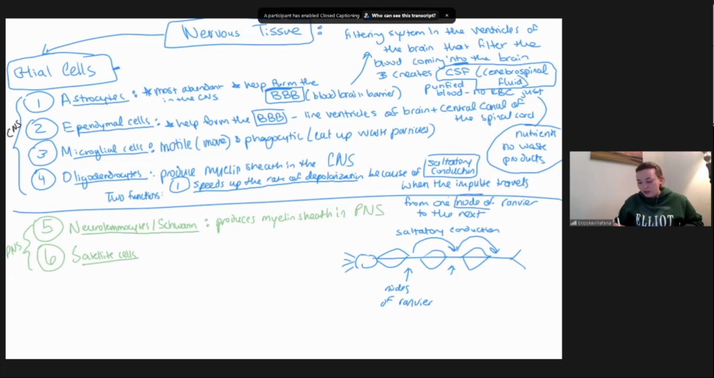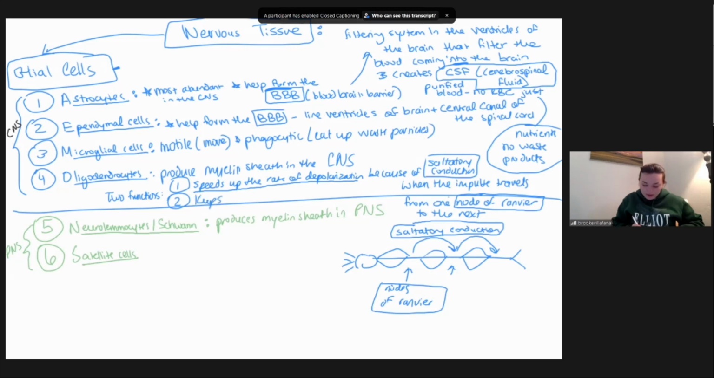Saltatory conduction is when the impulse travels from one node of Ranvier to the next node of Ranvier. That makes sense? I know it's a little bit of physiology, but you guys do need to know that, okay? Second function is a little bit easier.